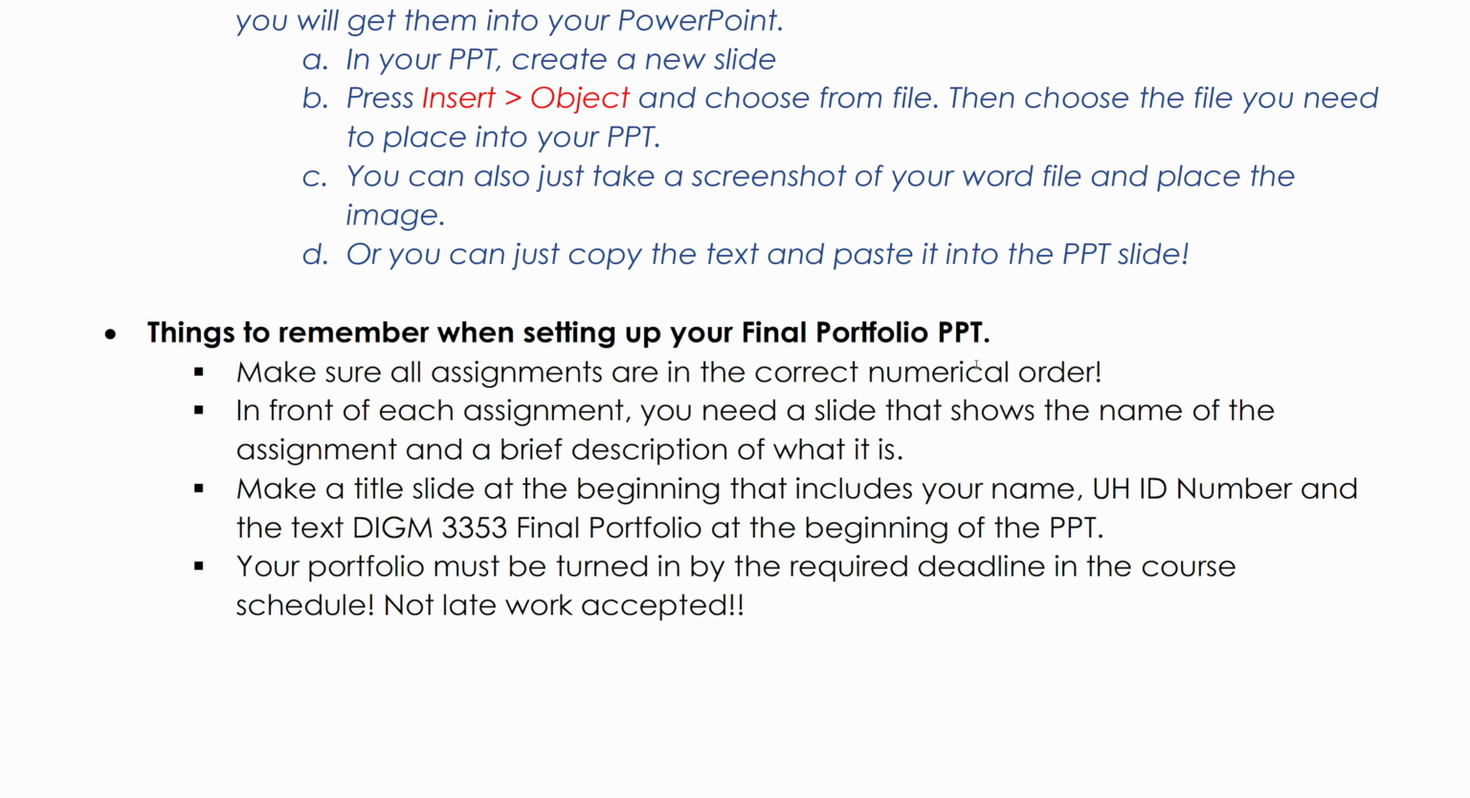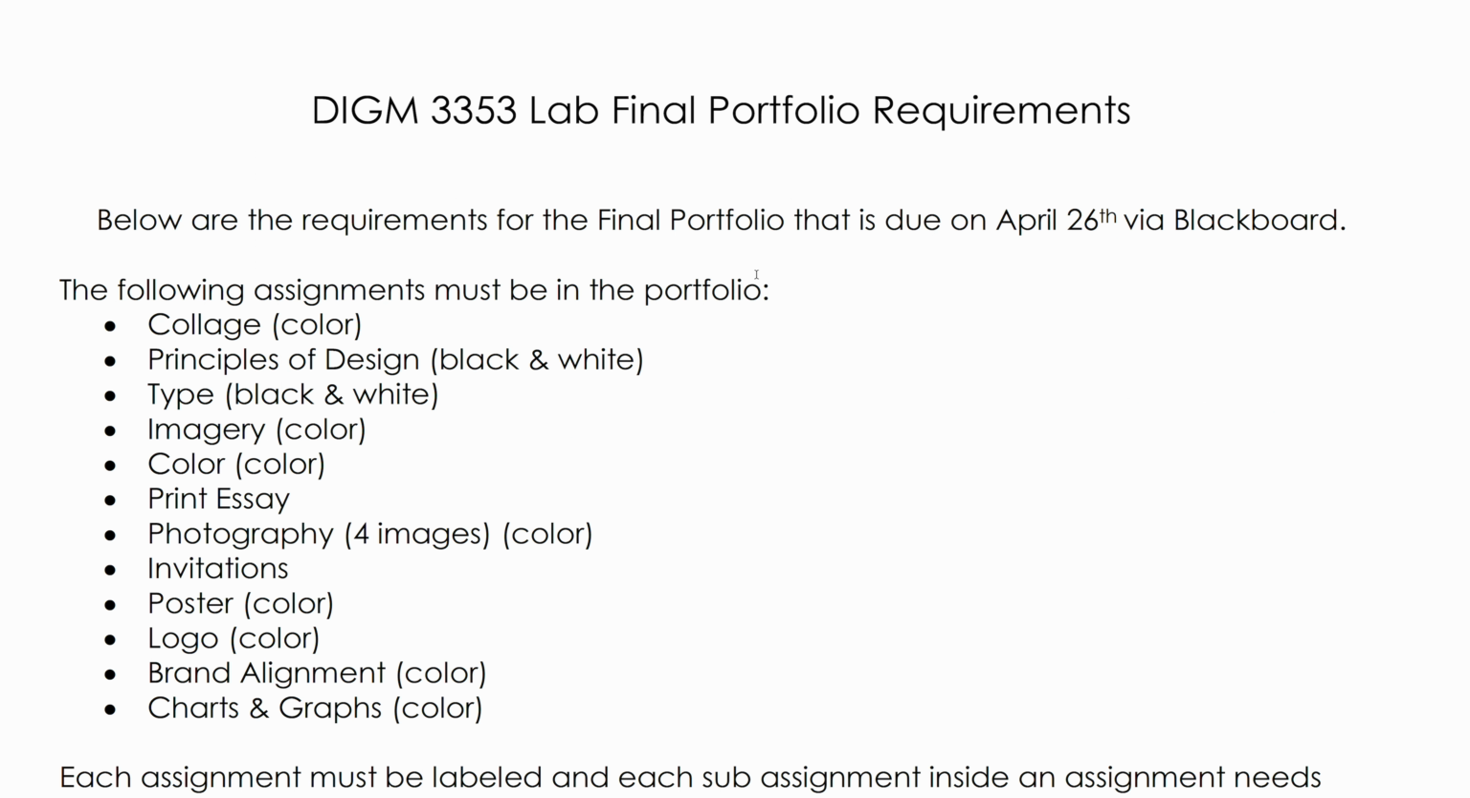So all that's there. Things to remember: make sure all your assignments are in the correct numerical order. In front of each assignment, you need to have a slide showing the name of it and then a brief description of what it is. I would make a title slide at the beginning that includes your name, your ID number, and the text DIGM 3353 final portfolio. That way we kind of know what this is. And then make sure that you turn it in by the deadline. Don't turn it in late because it's not going to work. So, like I said, final portfolios due Wednesday, April 26th.